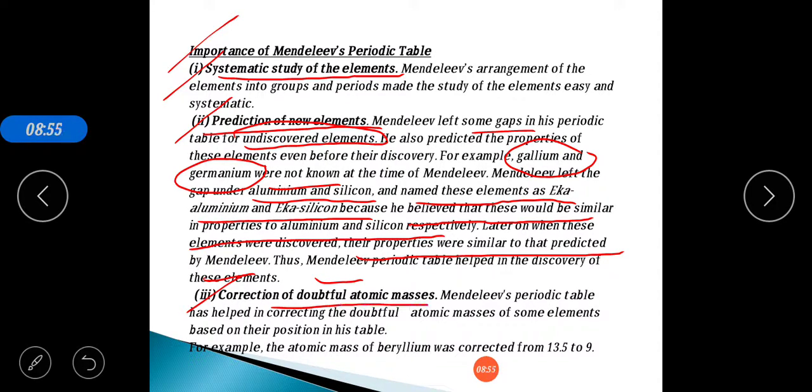Correction of doubtful atomic masses. Mendeleev's periodic table has helped in correcting the doubtful atomic masses of some elements based on their position in the periodic table. For example, the atomic mass of beryllium was corrected from 13.5 to 9.